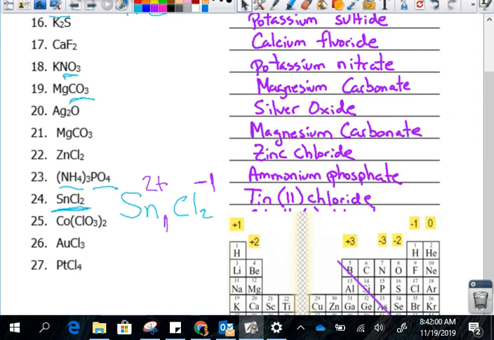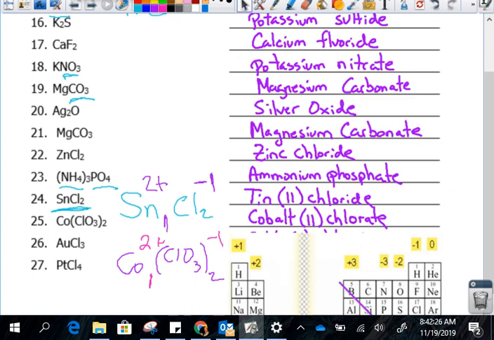That's what's going on in the next one also: the cobalt and chlorate are together. One cobalt, and chlorate is a -1, so that must be a 2. Yep.